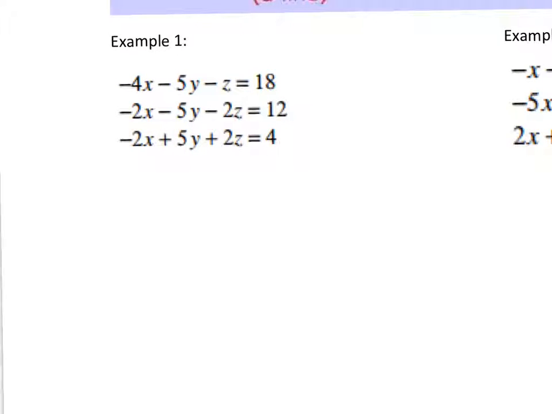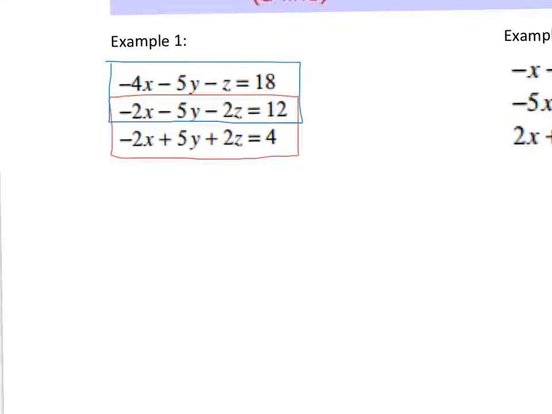What I'm going to do elimination-wise is take 2 of the equations and eliminate a variable, and then take 2 of the other equations and eliminate a variable. So I'm going to be left with a red equation that's in 2 variables and a blue equation that's in 2 variables. I'm going to do the red first.